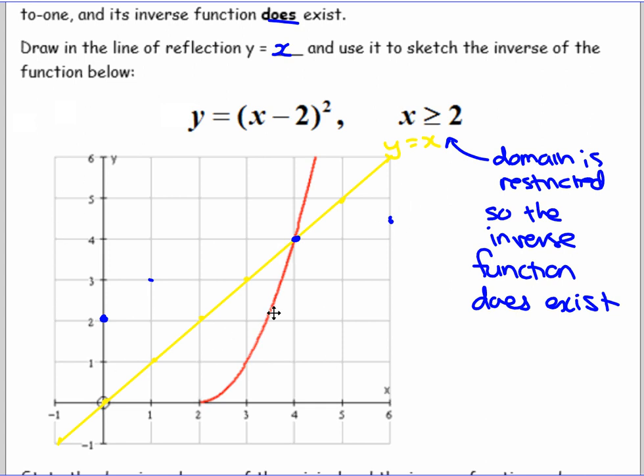If it's a 1-to-1 function, what does it mean about its inverse? Doesn't exist. It does exist, yeah. If it wasn't 1-to-1, like if it was a regular looking quadratic, what does that tell us about its inverse function?